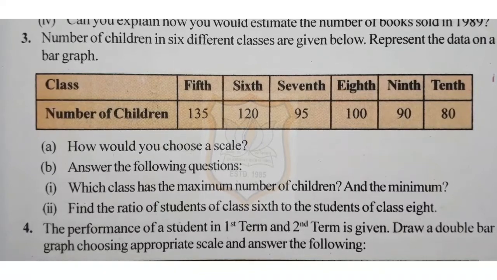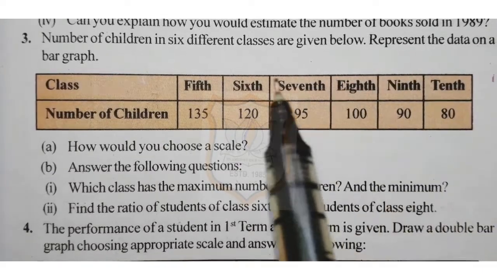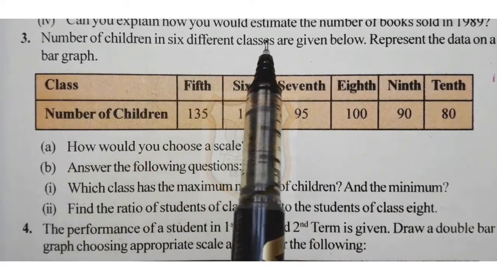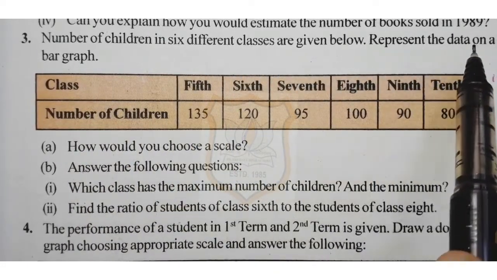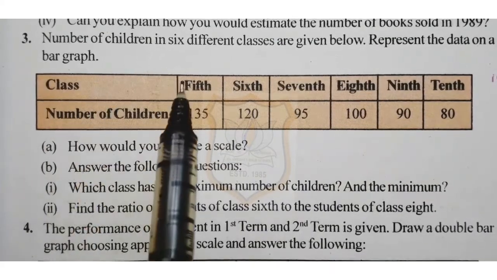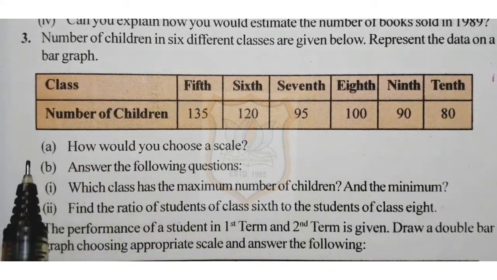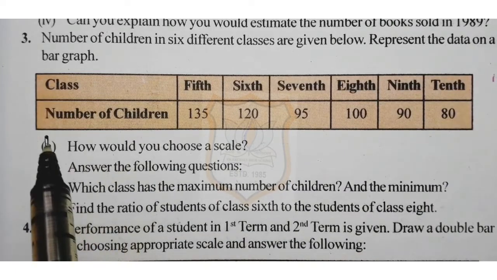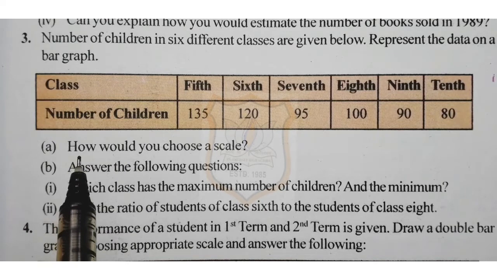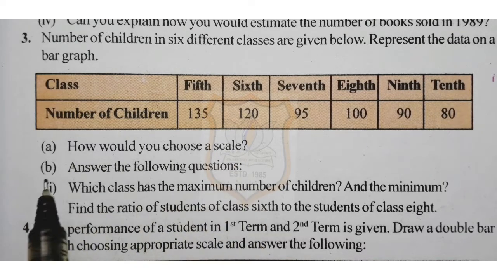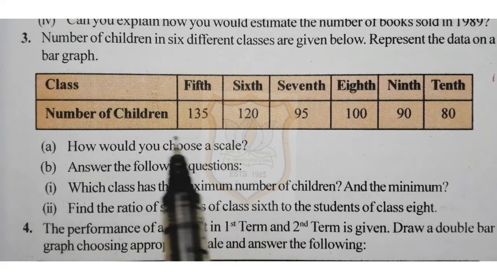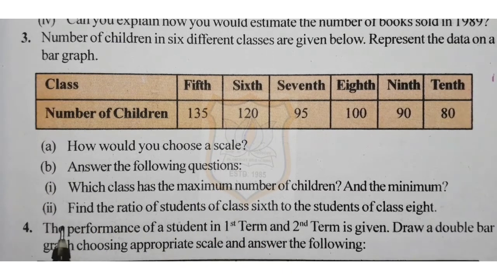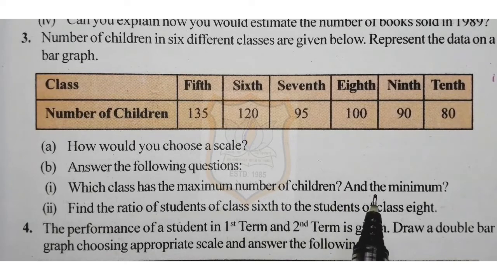So students, let's solve question number 3 of exercise 3.3, and that is, number of children in 6 different classes are given below. Represent the data on a bar graph. It means you have to draw a bar graph by using this data. And then you have to give answer to these questions. A part is, how would you choose a scale? B part is, answer the following question. First part of B is, which class has the maximum number of children and the minimum? Second part of B is, find the ratio of students of class 6 to the students of class 8.